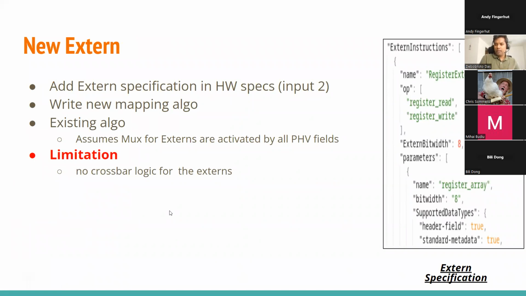I wanted to mention here the new extern addition, for adding a new extern into the instruction set. I have a specific file where you can specify the extern instructions. So this is an example. As I have mentioned earlier, for the extern units, I have not implemented the crossbar logic so that you can control which subset of the PHP fields will be activated for the extern units. So that part is not implemented yet.